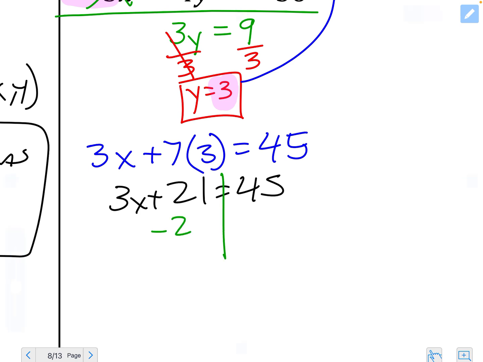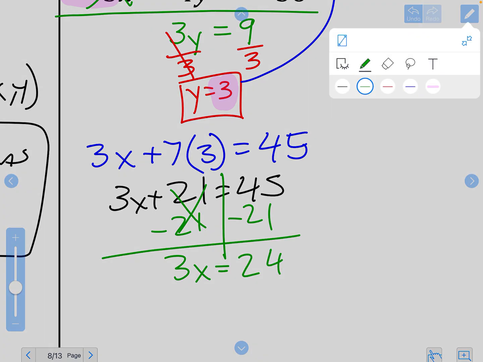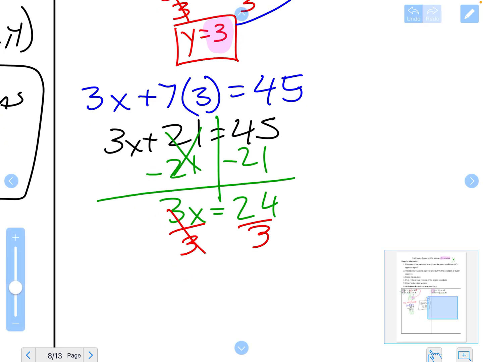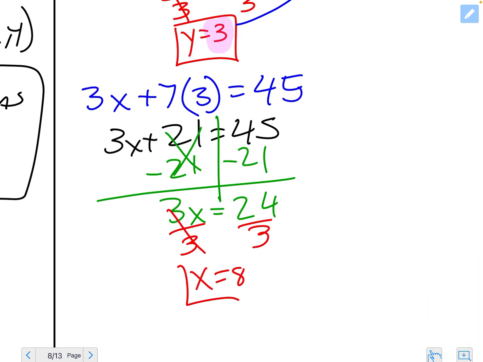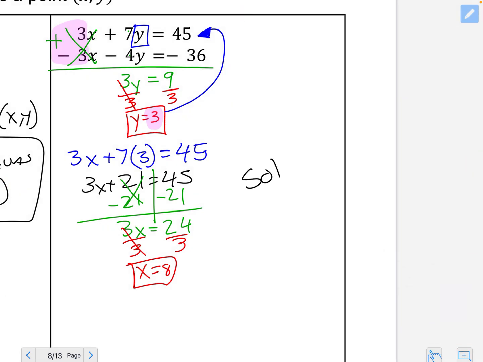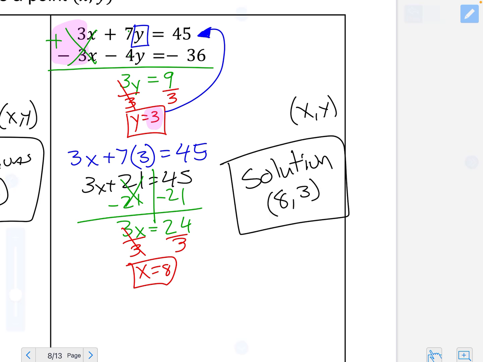I need to move the 21 to the other side, so I flip the sign. So 3x equals 24. And then our last step is to divide by 3, which is the number in front of x. And so x equals 8. So now when we write our solution, we write it again, x comma y. And so our x value is 8, our y value is 3, and that is our solution.